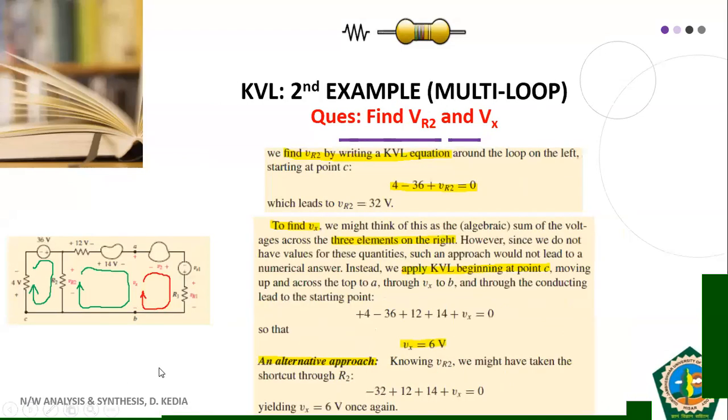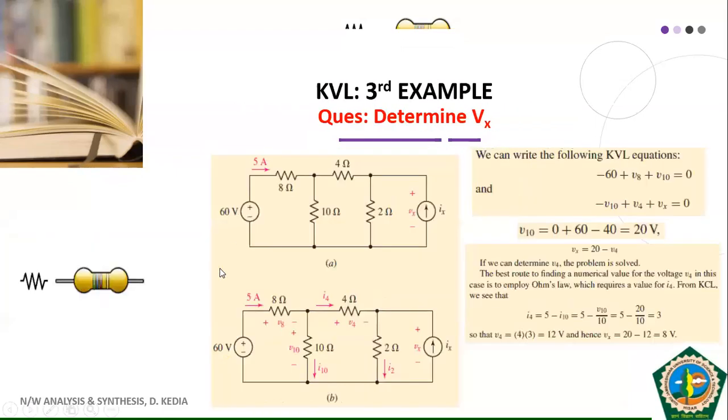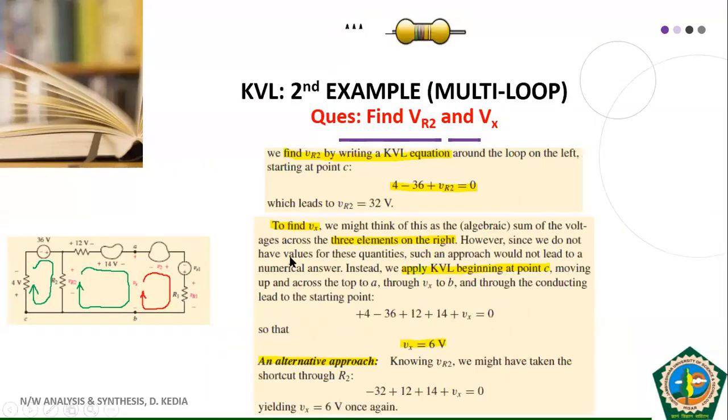So this is our second example on KVL, and in this example we are taking the case of multi-loop. Here in this multi-loop, you can see that now we have put more than one loop. Here you can see that we have to obtain VR2 and we have to obtain Vx.